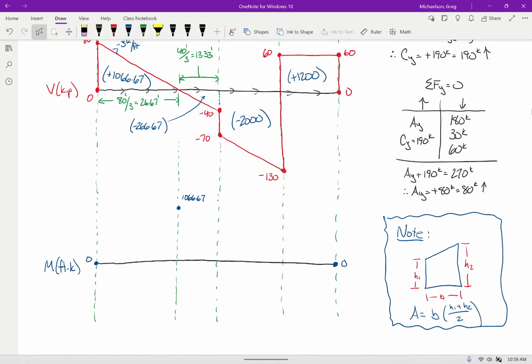What about from here to here? I'm going to drop down, aren't I? And how much am I going to drop down to? If I'm at 1066.67 and I drop down this much, what's that going to put me at? 800, right?